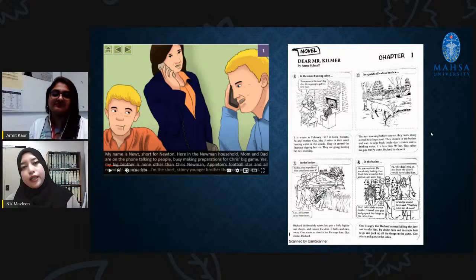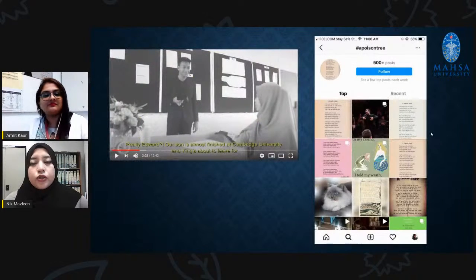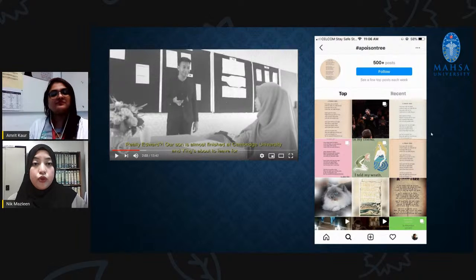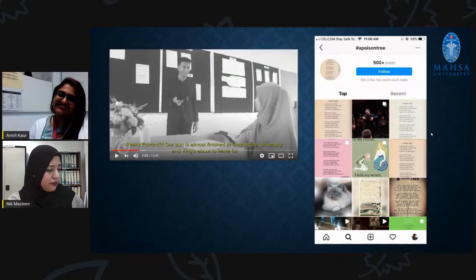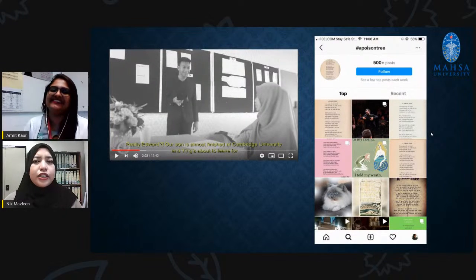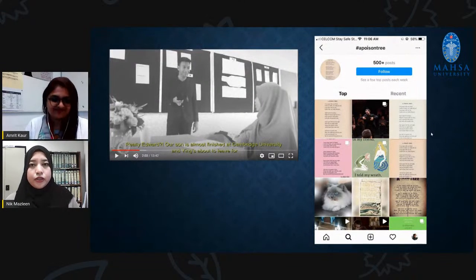And if you look at the next slide, these are some of the examples. I'm more interested in the picture on the right. This is a screenshot from Instagram with the hashtag a poison tree. Do you know what a poison tree is? Amrit? I've heard it before. This is actually a poem. Form 5 students need to learn this, A Poison Tree.